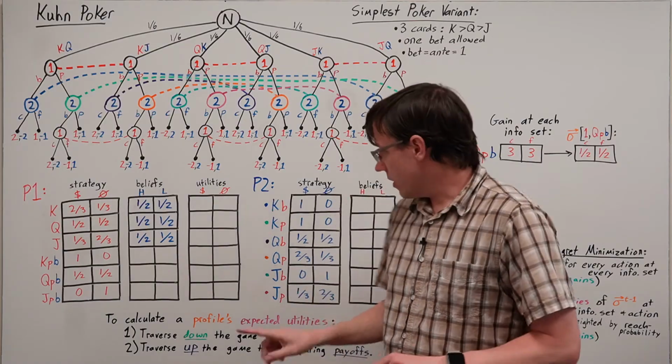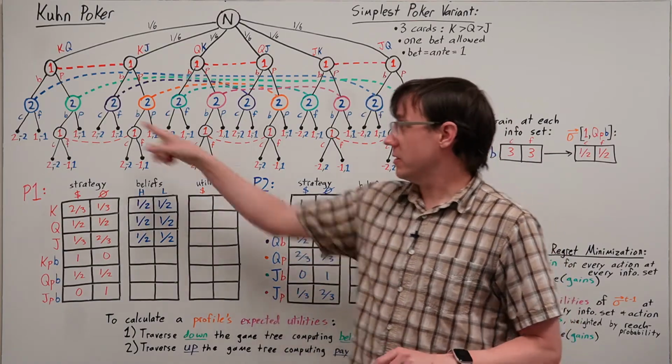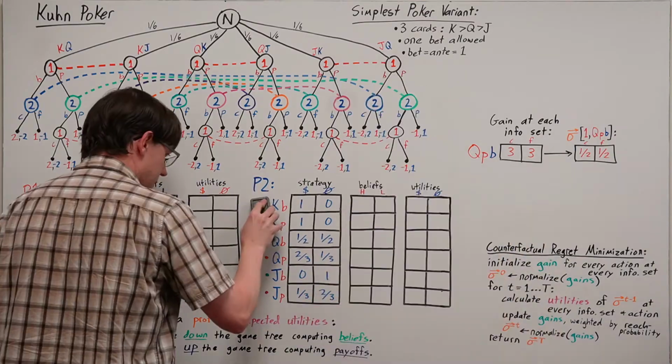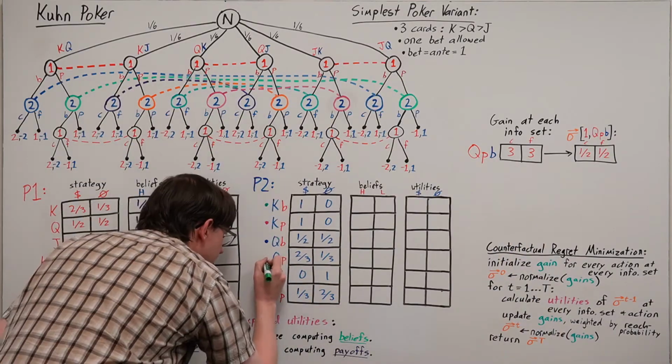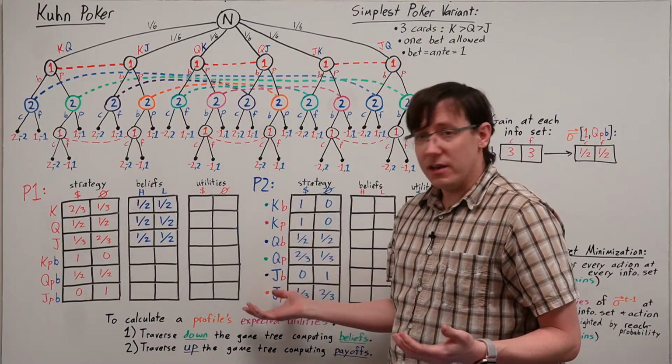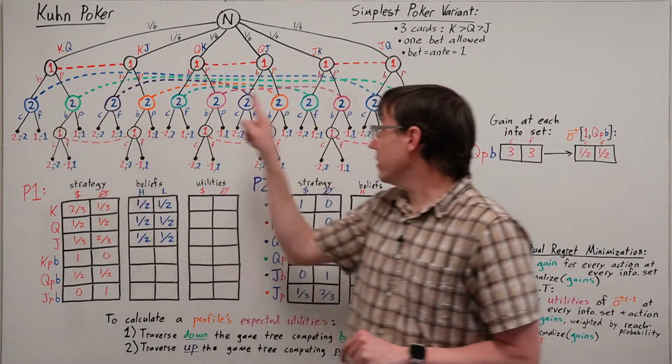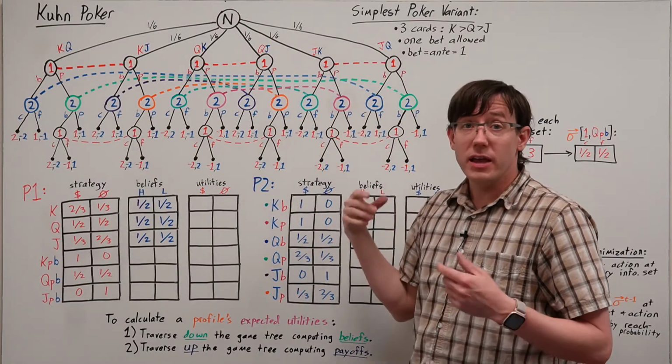I've just noticed that the color of my bullet points does not correspond to the color of my information sets. And now that that's fixed, let's start by figuring out the probability of each of the 2 nodes in player 2's first information set.